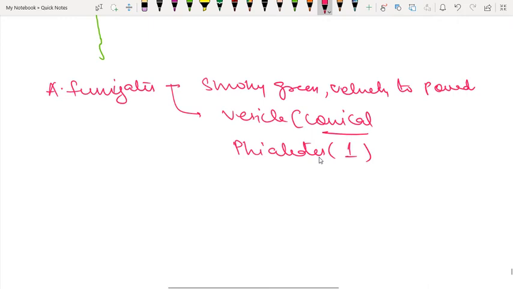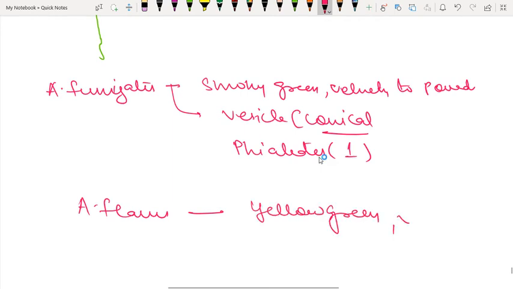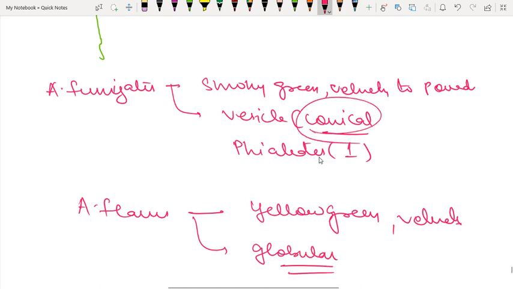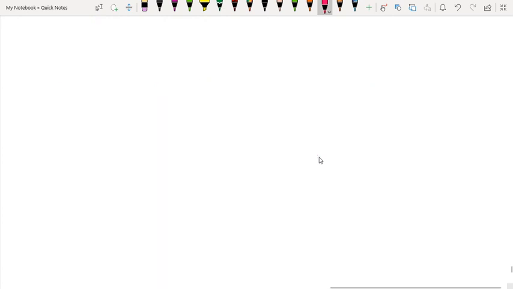Now the next is Aspergillus flavus. Macroscopically, it is yellow green, velvety. Microscopically, the vesicle is globular in shape. Here the vesicle is conical, here it is globular, and the phialides are arranged in one and two rows. So this is the basic difference.